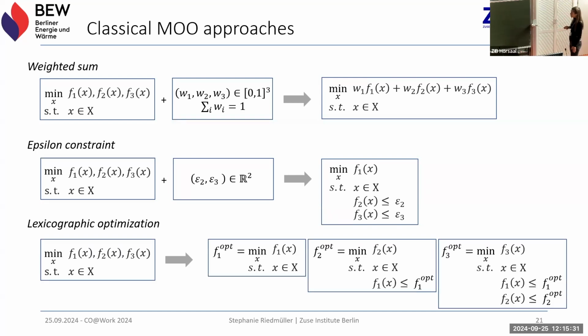The third method is lexicographic optimization. There you have, similar to epsilon constraint, to decide which is the most important objective. You have to give them an order. Here I decided for F1 to be most important and F3 to be least important. And then I first optimize for the first objective. Then I take this optimal value and put it as a constraint on the first objective and optimize for the second objective, get the optimal value, and then put it again as a bound for the second objective and optimize for the third.